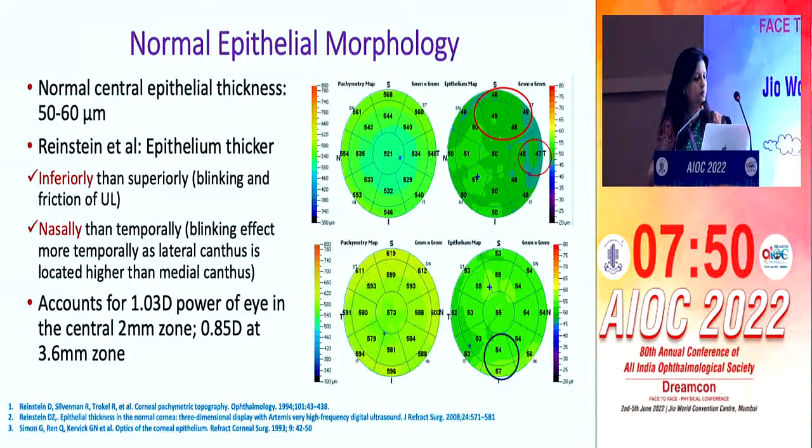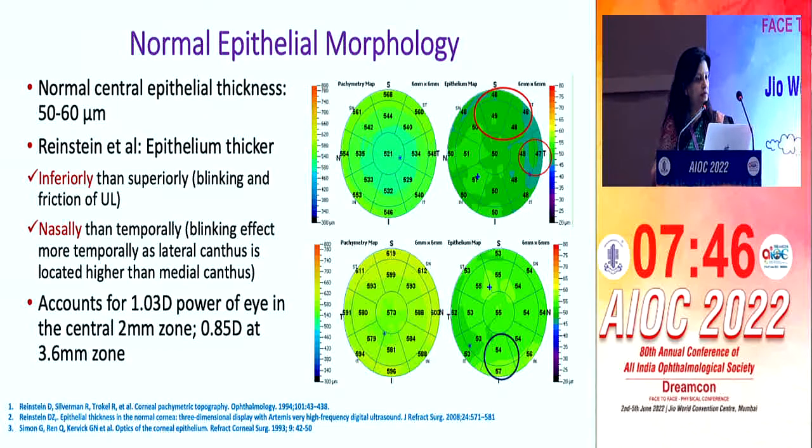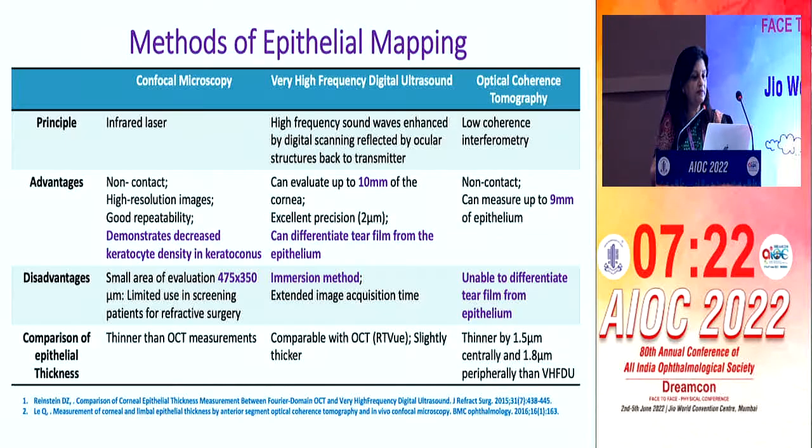Now, if you look at the normal central epithelial thickness, it is about 50 to 60 microns, and the epithelium tends to be thicker inferiorly rather than superiorly because of blinking and friction of the upper lid, and nasally than temporally because of the blinking effect and the fact that the lateral canthus is located higher than the medial canthus. This accounts for about 1.03 diopters power of the eye in the central 2 mm zone and 0.85 diopters at the 3.6 millimeter zone.